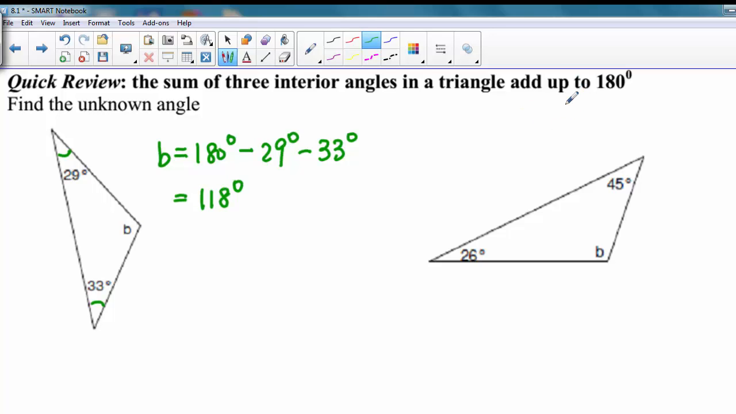Let's use the same fact to find the missing angle in this triangle. If I know this angle is 26 degrees and this one is 45 degrees, the missing angle equals 180 degrees minus 45 degrees minus 26 degrees. So the missing angle has the measure of 109 degrees.